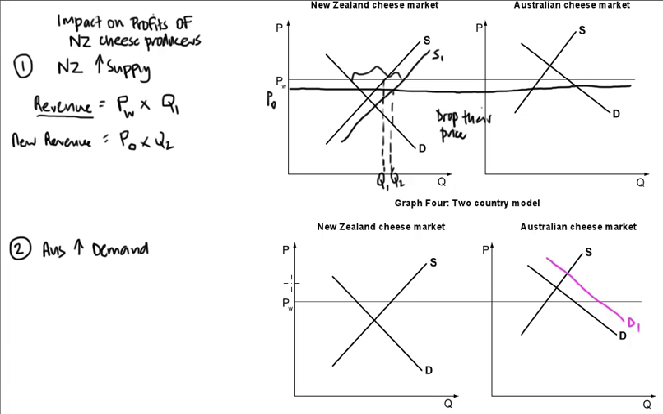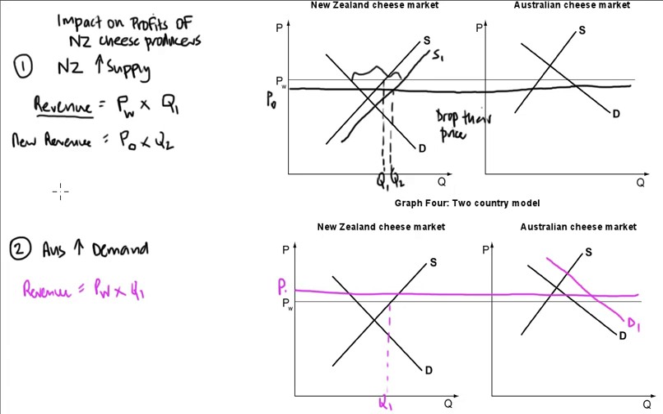Now, we saw in the Australian market the opposite thing happening, didn't we? We said as a result of this increase in demand, there's going to be a new world price established up here. So we call that P1. Originally, New Zealand producers were earning the same as they were above. So revenue was equal to PW times Q1, just there.